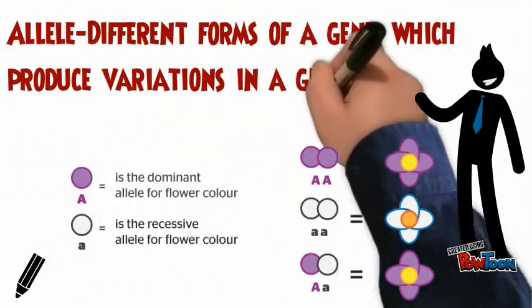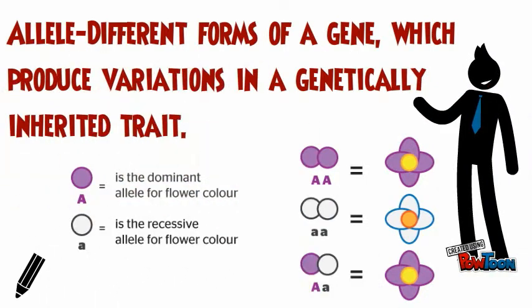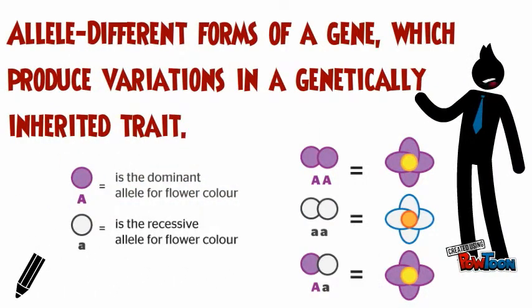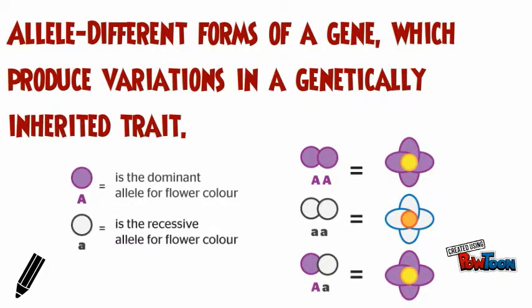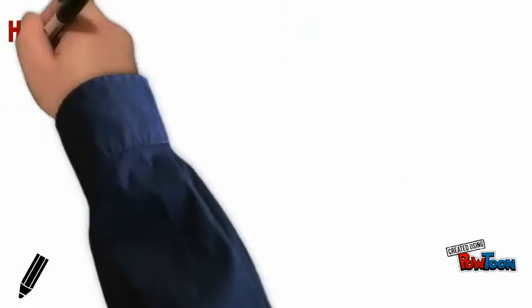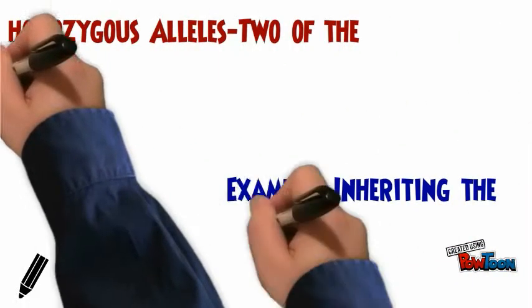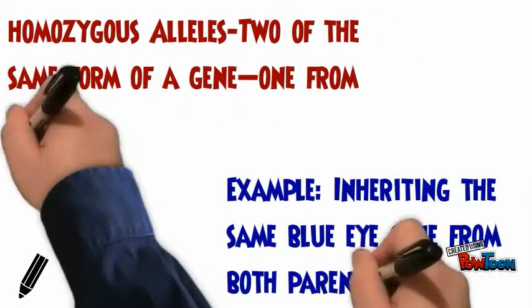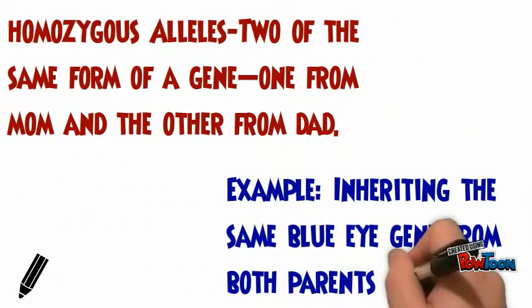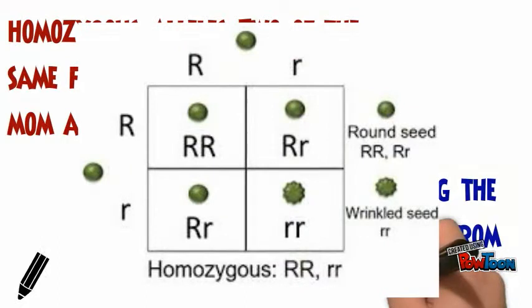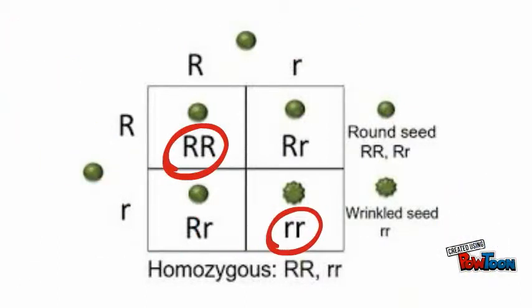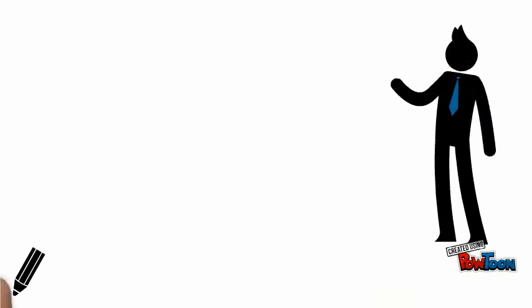Allele is the different forms of genes which produce variations in the genetically inherited trait. So there's dominant alleles and recessive alleles. Homozygous alleles means that the alleles are the same form, so either both capital or both lowercase. As you can see here, two dominants or two recessives would be homozygous.